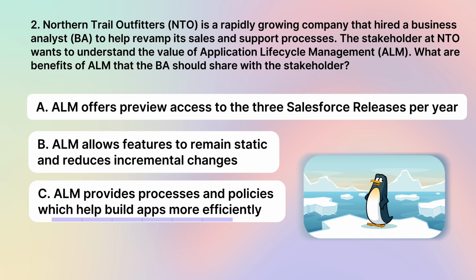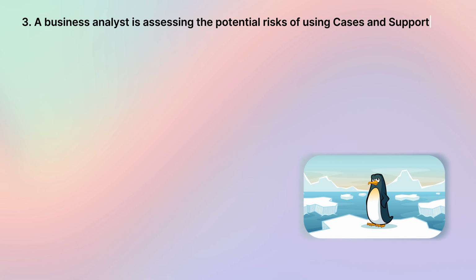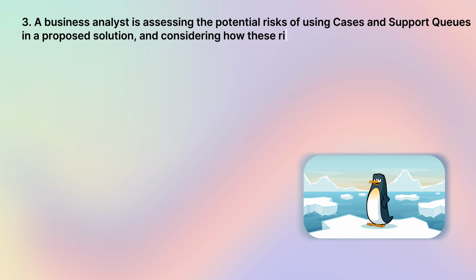A is incorrect because preview access to Salesforce releases per year is not a direct benefit of ALM and does not necessarily relate to the value of ALM for NTO. B is incorrect because ALM actually encourages incremental changes and continuous improvement throughout the application lifecycle, rather than allowing features to remain static. This ensures that the application stays up to date and meets the evolving needs of the business and users. Question 3.